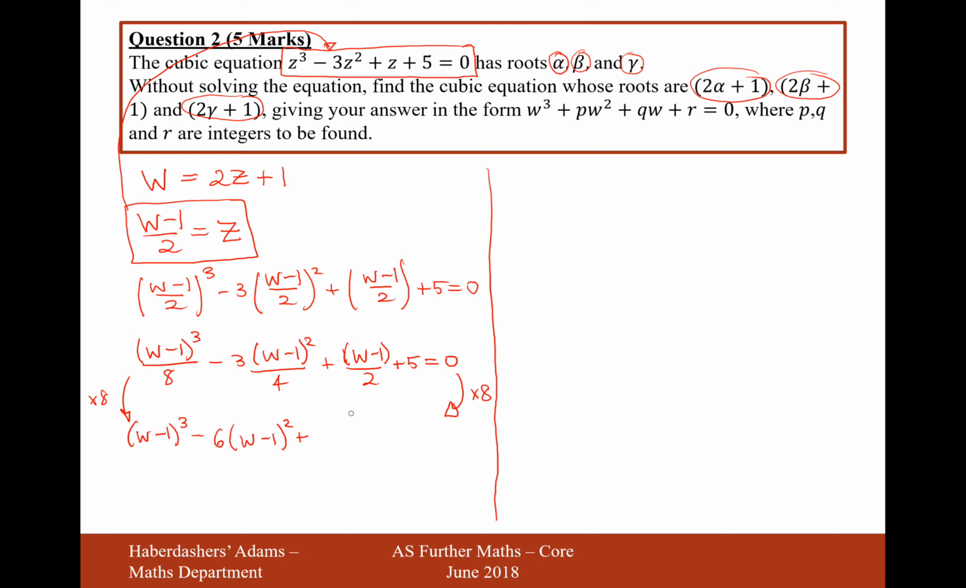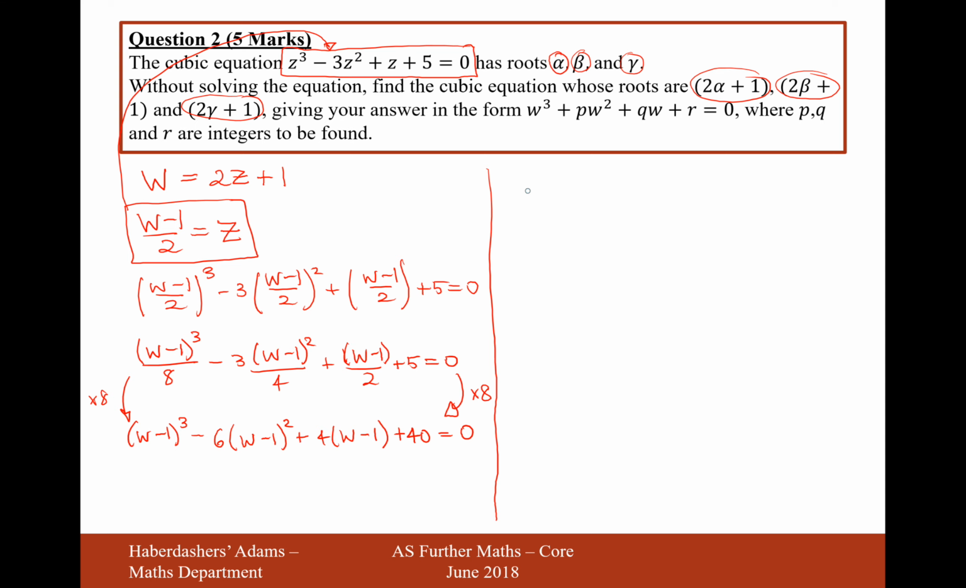Divide by 2 but times by 8, so that'll multiply it by 4, w minus 1, and then we plus, and don't forget to times the 5 by 8, plus 40. That's the bit I always forget to do. I'm glad I remembered to do it in this little video. So now let's expand all the brackets.